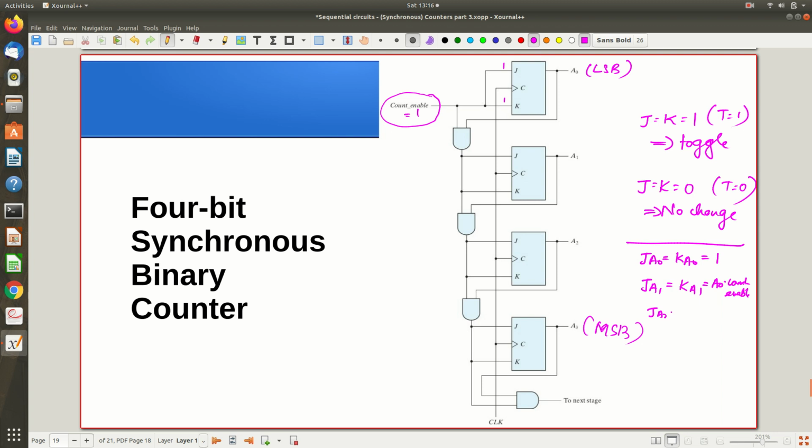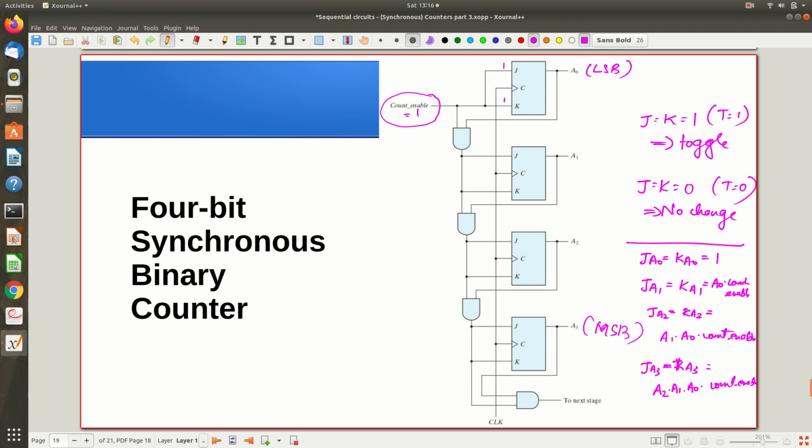Similarly, your JA2 and KA2 both should be what? A1 dot A0 dot count enable. Count enable will come in addition to what we've seen so far in the previous circuit. Additionally, we have this count enable. That's all. Similarly, JA3 equal to KA3, both should be equal to the less significant bits. Right now we are in A3, so A2, A1, A0, all of them should be 1, and count enable should also be 1. Okay, so that is the meaning of this kind of AND operation. Fine. Similarly, what about other bits?